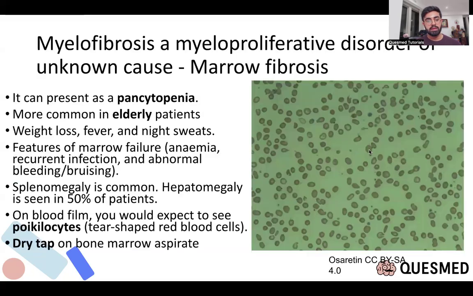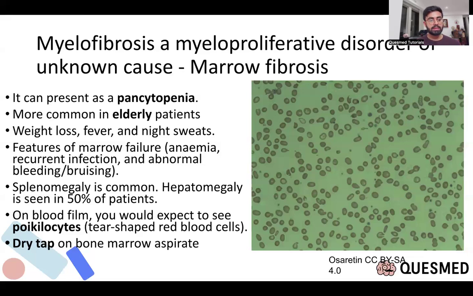So we're going to talk about one of the commoner hematological differentials in elderly patients, and that's myelofibrosis. It's also called myeloproliferative disorder and also marrow fibrosis. As the name suggests, you essentially have fibrosis in the bone marrow. What that means is that the bone marrow is less functional, and that's why we have a pancytopenia. So that means low cell counts in red blood cells, white blood cells, and platelets.